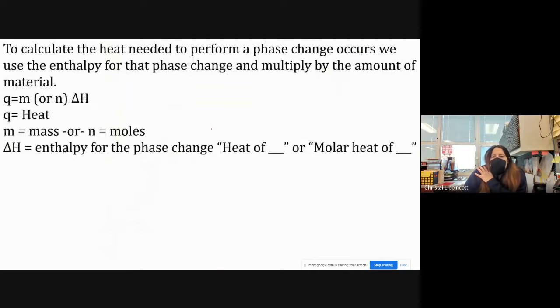Okay. So you're going to calculate the heat needed to perform a phase change when we have this. You're going to multiply the mass times that delta H, or the heat. Your mass is going to be in either grams or moles. And then you'll have the enthalpy of change, heat of blank, or the molar heat of blank. So heat of fusion, heat of vaporization.